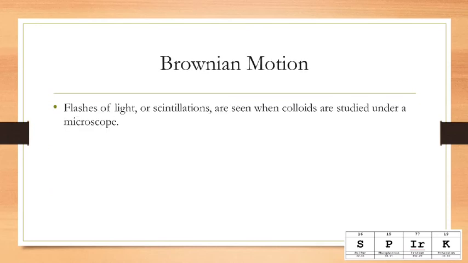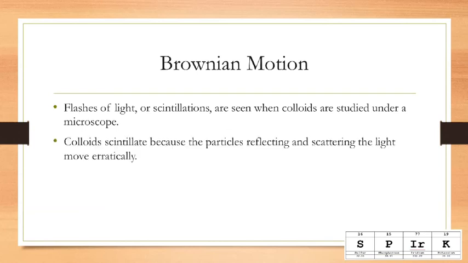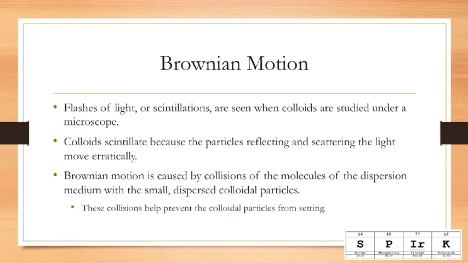Brownian motion. Flashes of light or scintillations are seen when colloids are studied under a microscope. Colloids scintillate because the particles reflecting and scattering the light move erratically. Brownian motion is caused by collisions of the molecules of the dispersion medium with the small dispersed colloidal particles. These collisions help prevent the colloidal particles from settling.